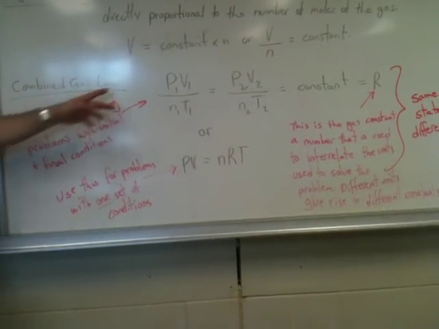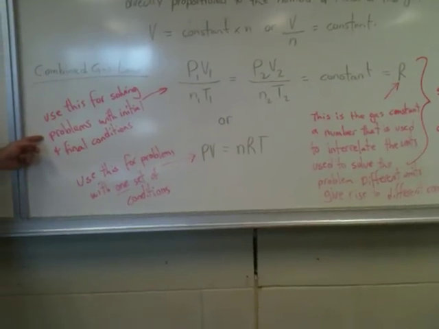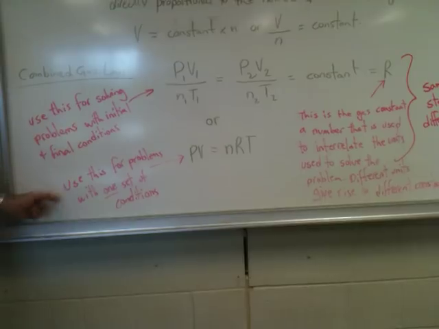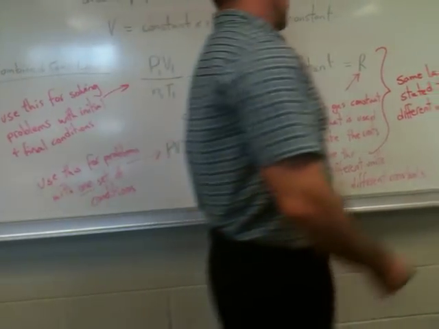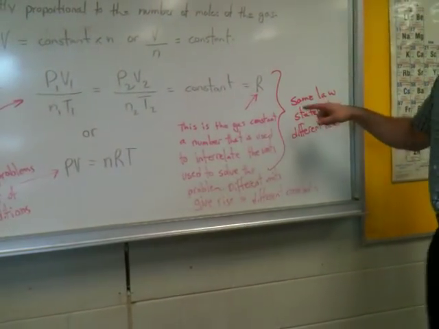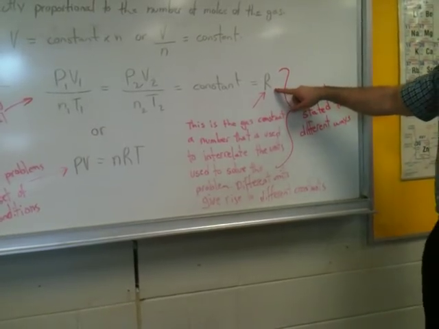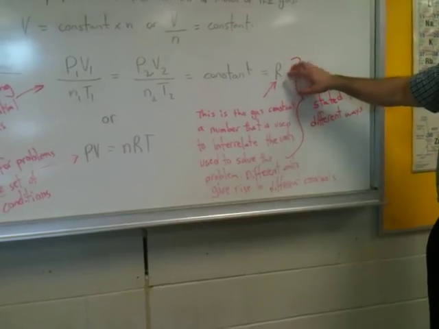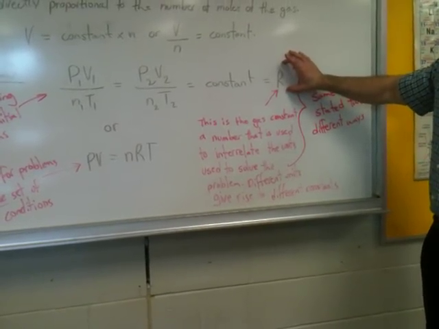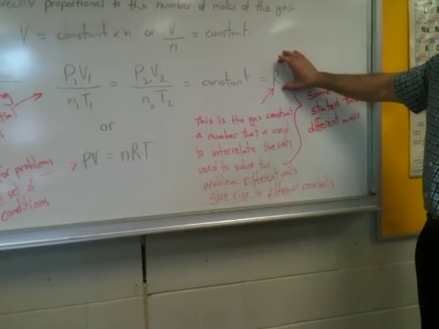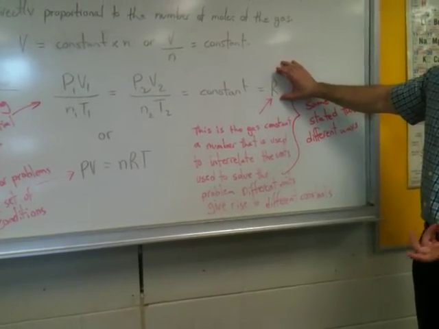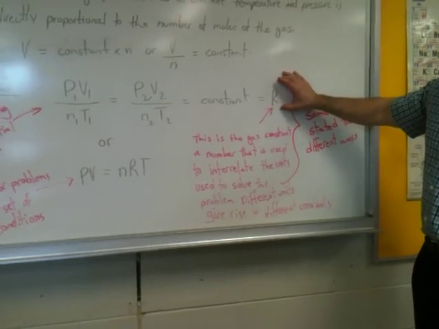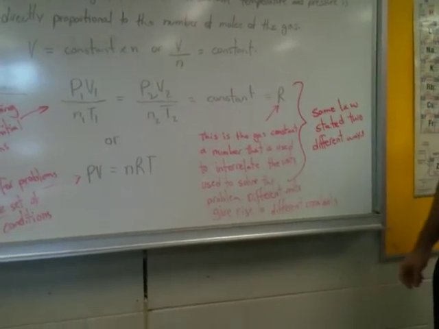So we use this formula for solving problems with initial and final conditions. We use this formula for solving problems with one set of conditions. Another thing I'd like to point out is that the gas constant R varies according to what units you use, and we will explore that later in another lesson where we see what the values of R can be. Popularly, we find 8.314 and 0.08201 as the numbers that most often come up. But that'll be reserved for another lesson.